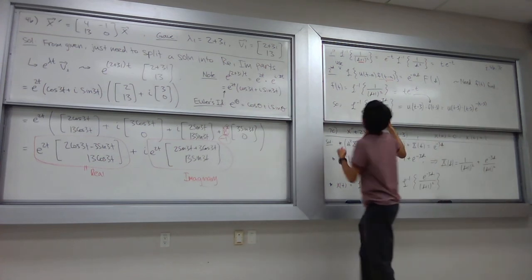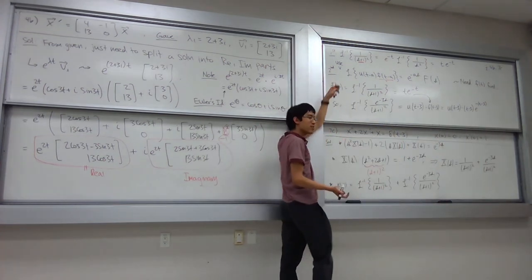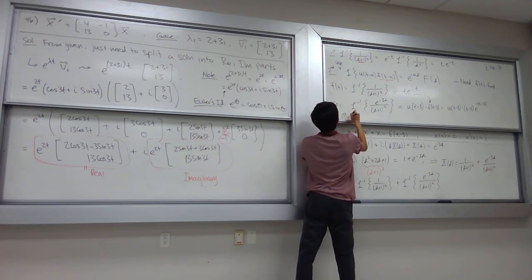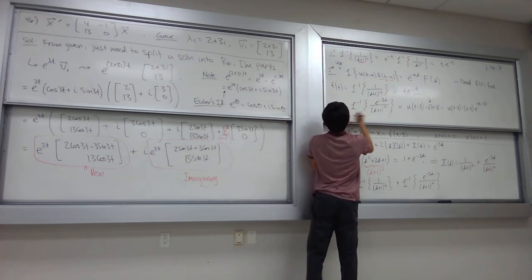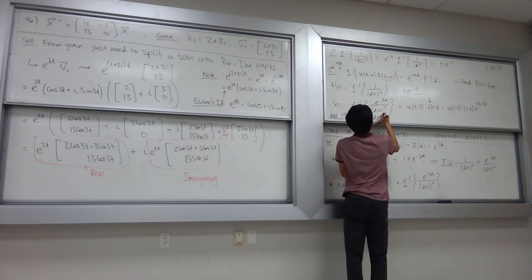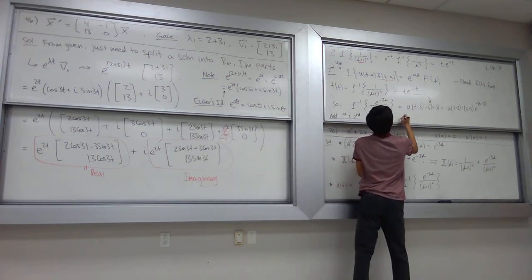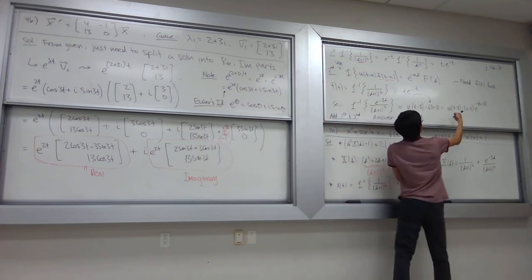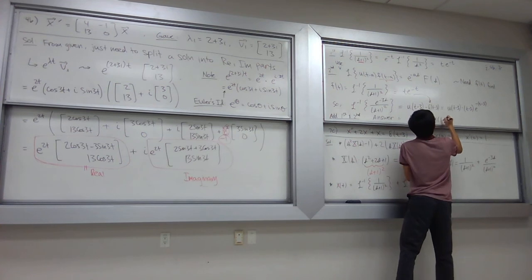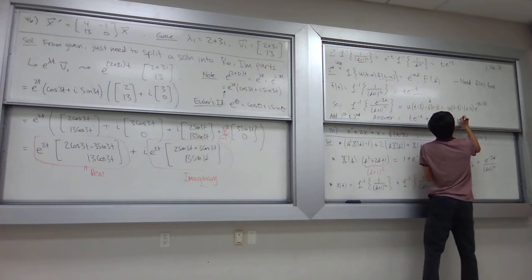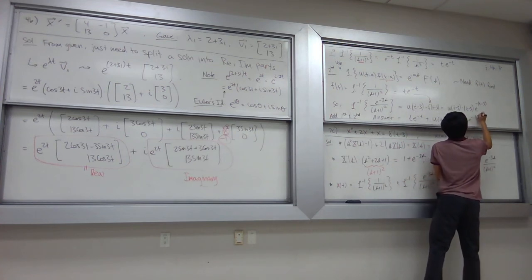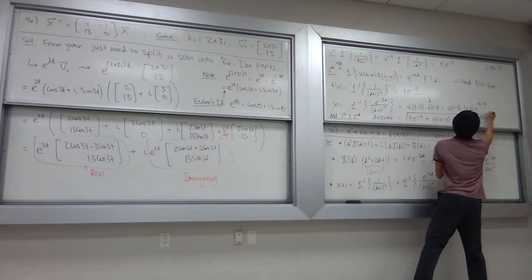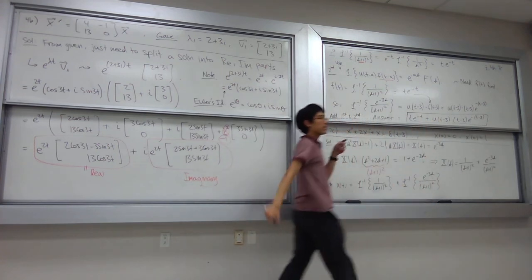So all we need to do now is add them together. Add the first and the second together, and then we'll get our answer. The first one was t e to the negative t. This one is u of t minus 3 times t minus 3 e to the negative t minus 3. And that's our result.